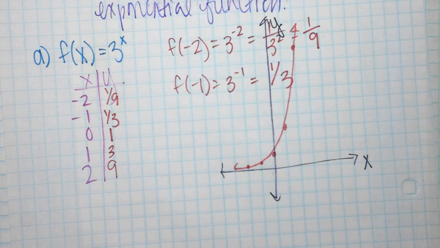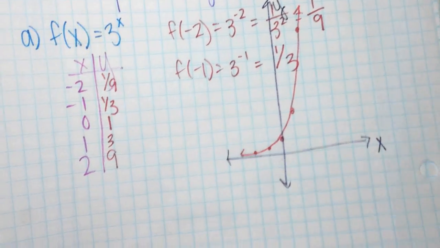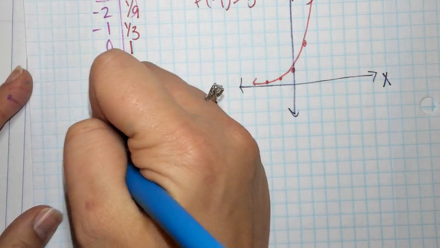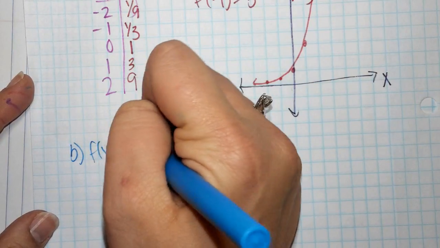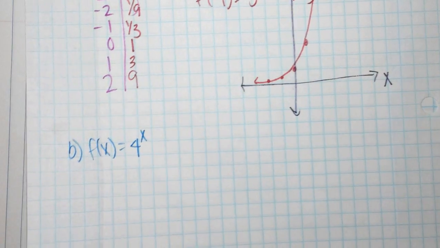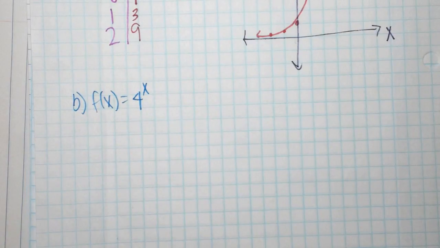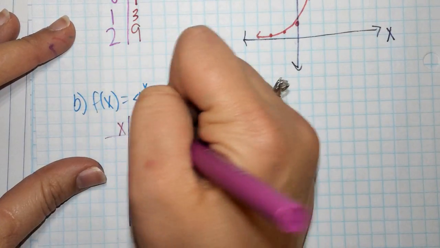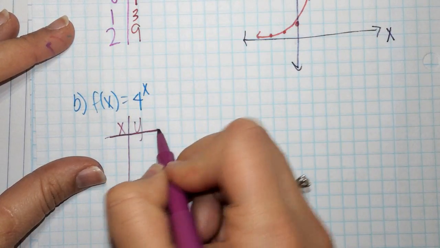Do you want to do one more together? Can you try one without me? One more with me? Alright. So we are going to do f at x equals 4 to the x power. We are going to create our table. Every time y'all ask for a point, I'm going to take points off.